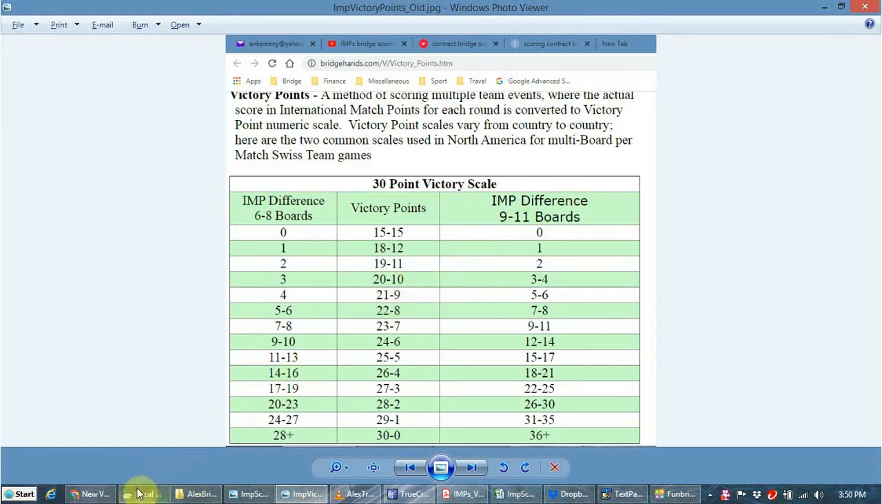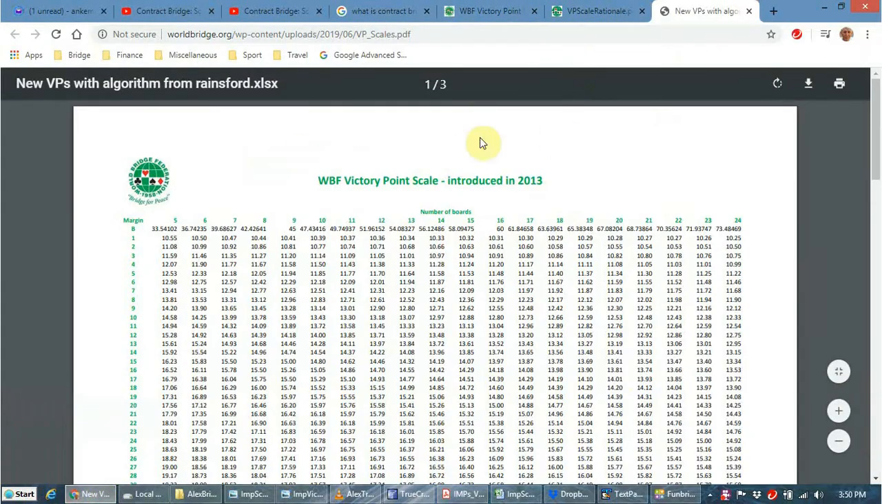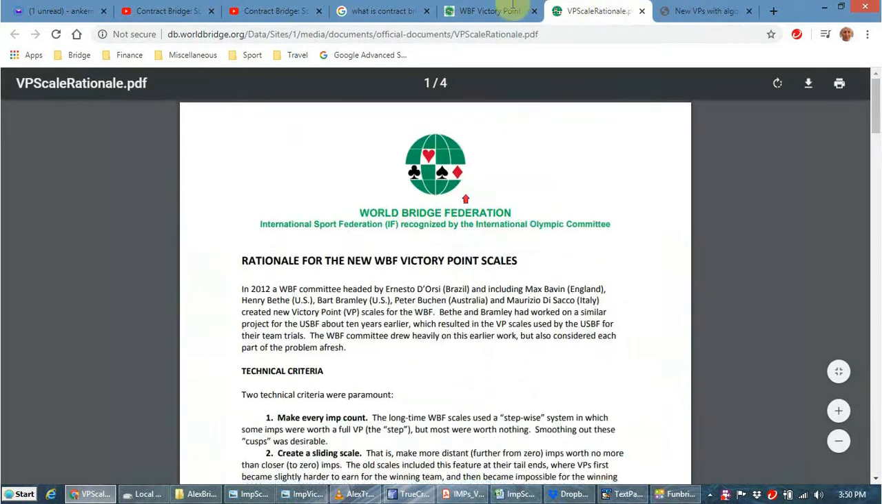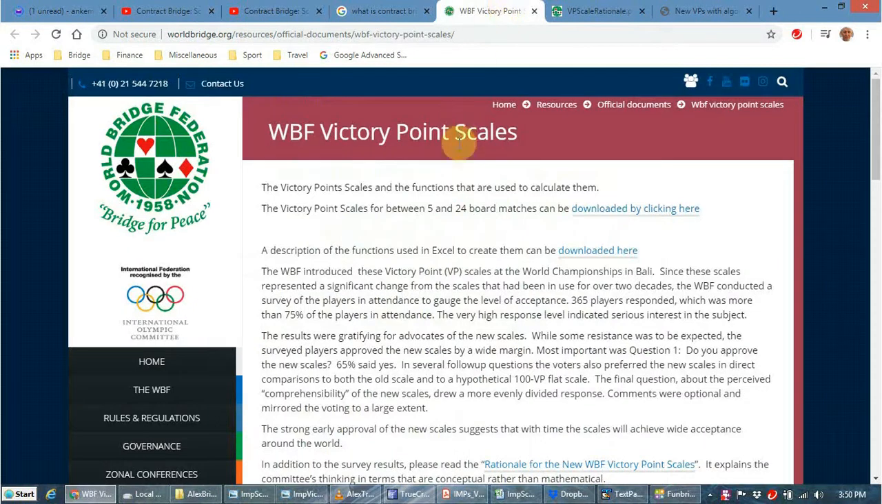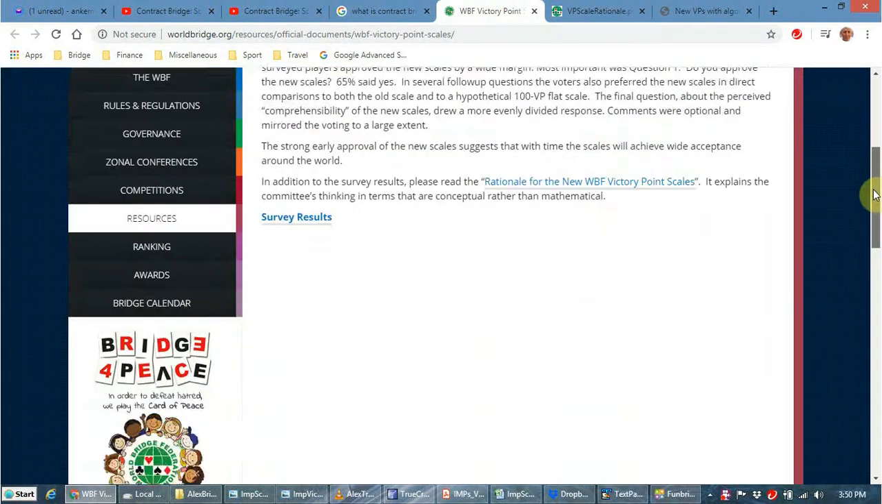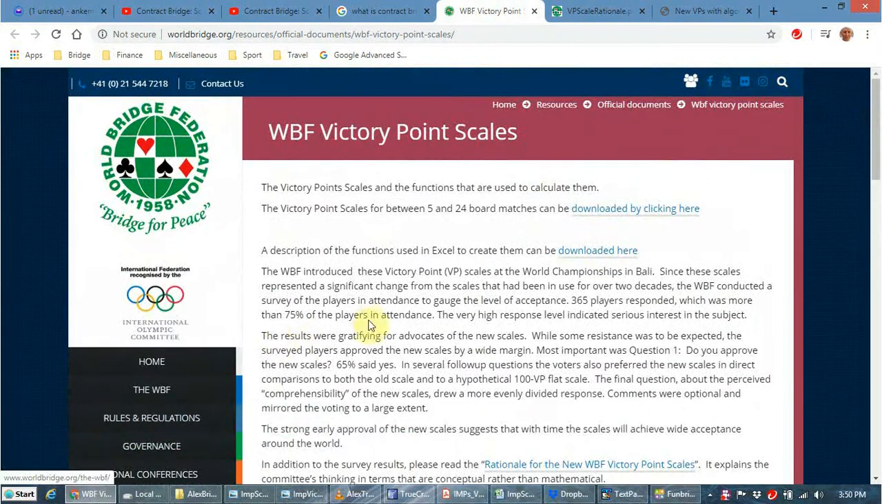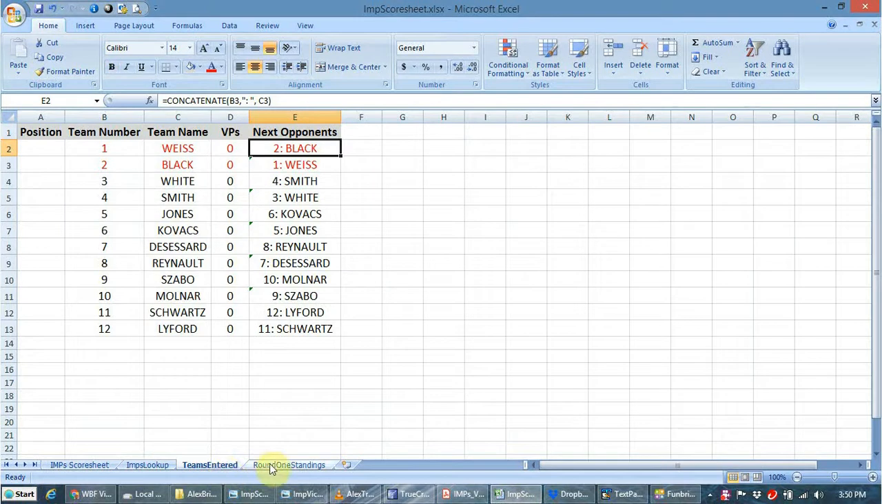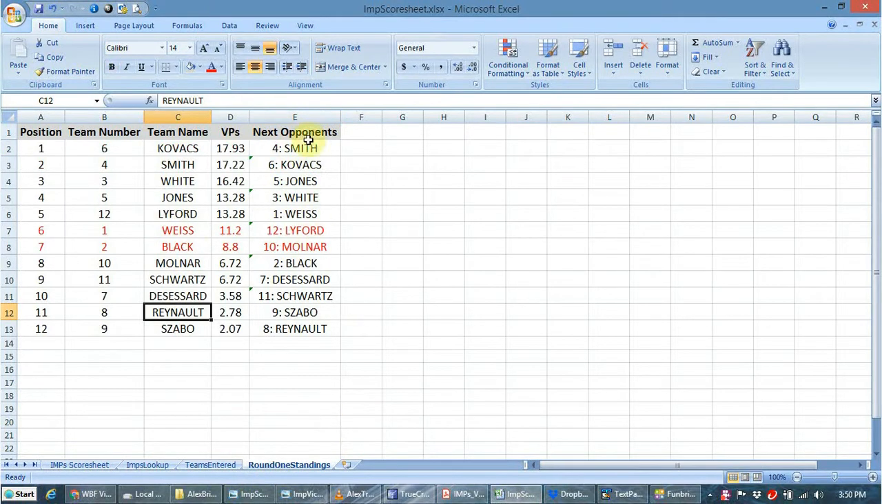But for whatever reason, in 2013, the World Bridge Federation decided to go to this victory point scale, the one with all the decimal points. There's a rationale here. Okay, it was felt the other one wasn't so great. So that's really the history of it. So let's just go back to our ladder from our Congress. So this is a draw for the next round. The director will just put that up, so we'll just look who we're playing in the next round.